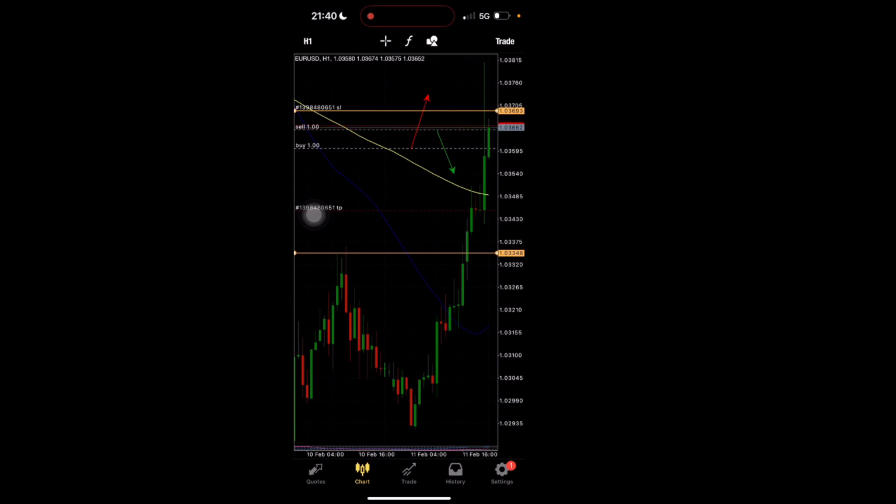So experiment with this. Try to set a take profit for a buy position. Try to set a take profit for a sell position. Do the stop loss as well. Make sure you are familiar with this.